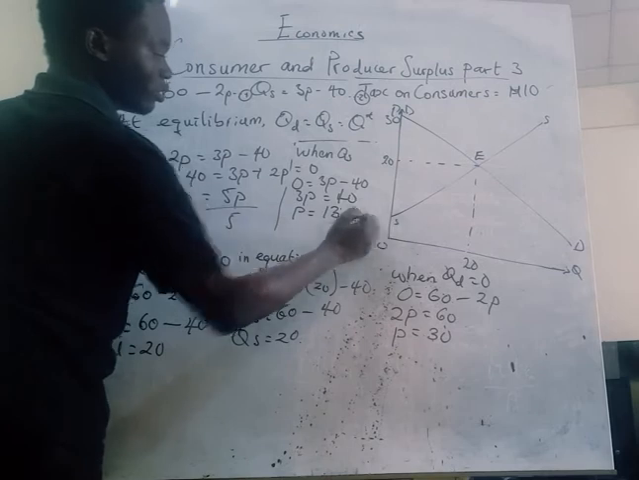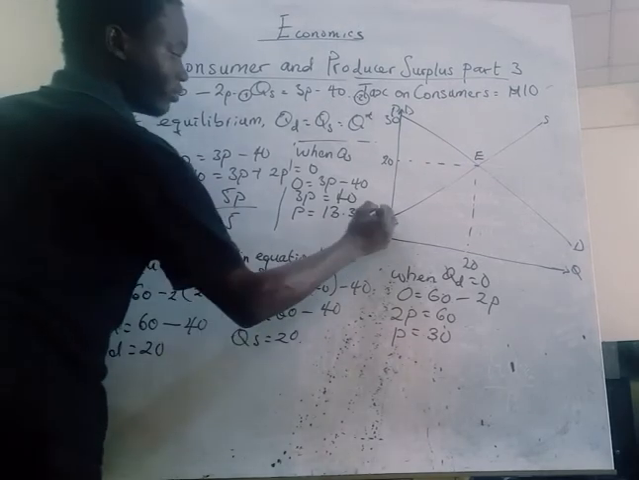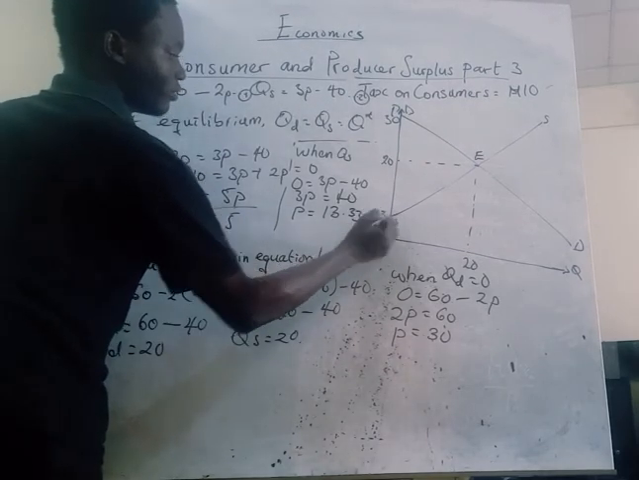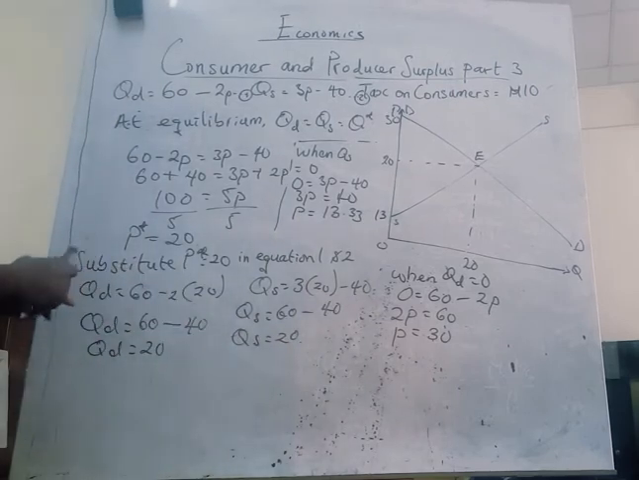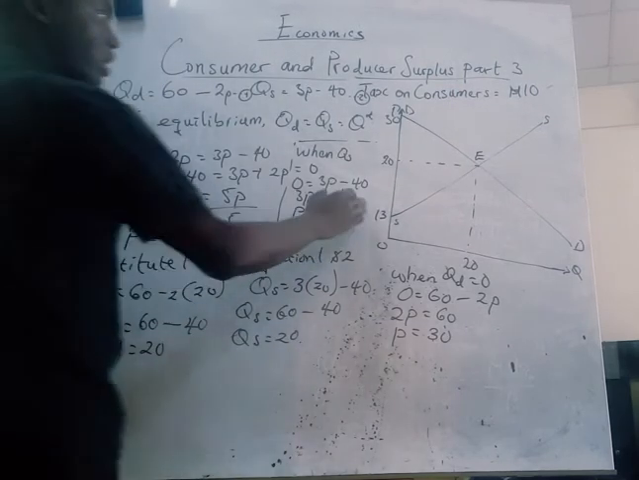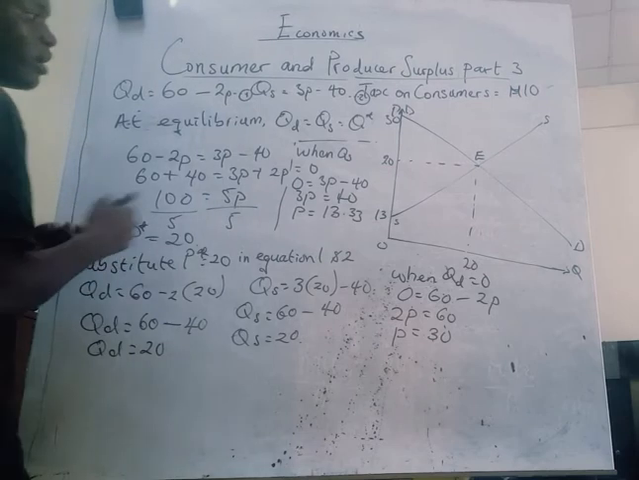So this place is 30. So we may just approximate that to give us 13. Okay, so the price of 13 is just fine. All right, so with this we may now calculate our consumer surplus and our producer surplus.